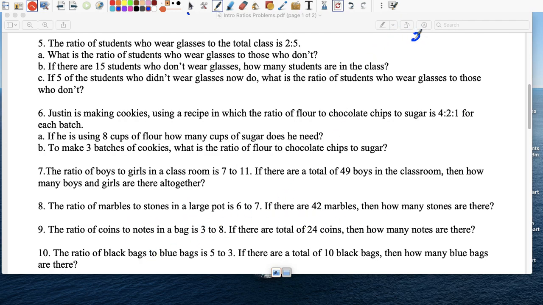9. Coins, so 3 coins to 8 notes. If there's a total of 24 coins, I'm not going to cross multiply this one. So how many notes are there? Well, just times 8, times 8, which makes our answer 64.